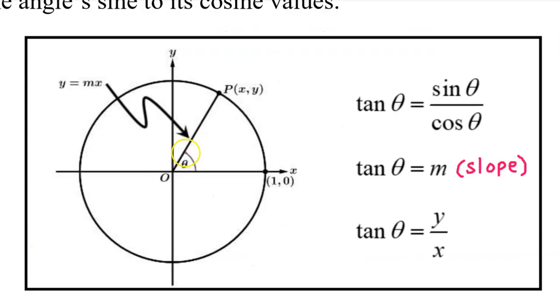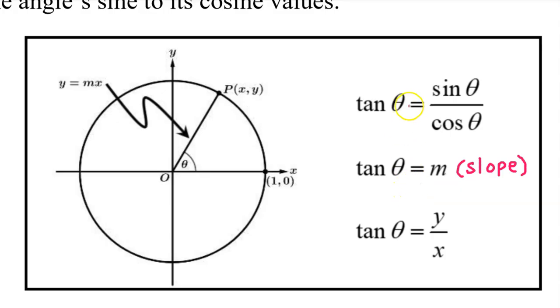In previous videos, we learned that the tangent of an angle theta is equal to the sine of theta divided by the cosine of theta. Also, if the terminal side passes through the point (x, y) on the circle, then the tangent is equal to y divided by x. This leads to the fact that tangent is the slope of the terminal side, because y is the rise and x is the run, and slope is rise over run.